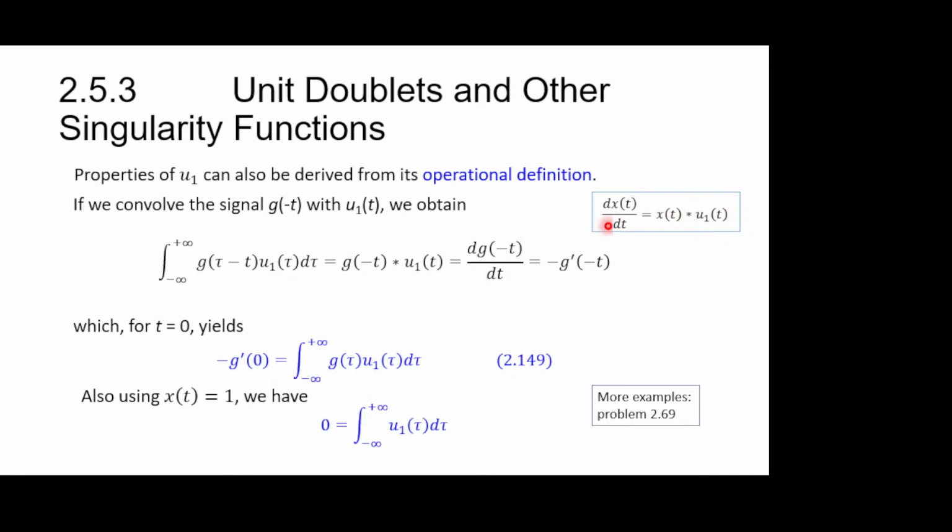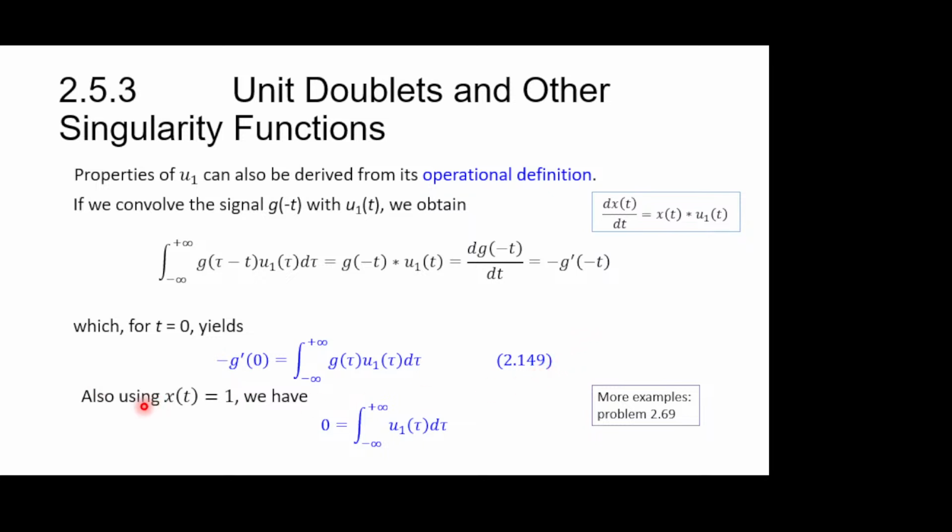But anyway, the thing to remember is that we can just see this u1 of t through its operational definition. This is the thing we care most about: x of t convolved with u1 of t becomes dx/dt. And you can derive all the properties of u1 of t from here. For example, if you integrate u1 of tau with another g of tau, that will give you the derivative of g at 0, with a negative sign. This is like the shifting property of the delta function, but you get a derivative because you are using u1.